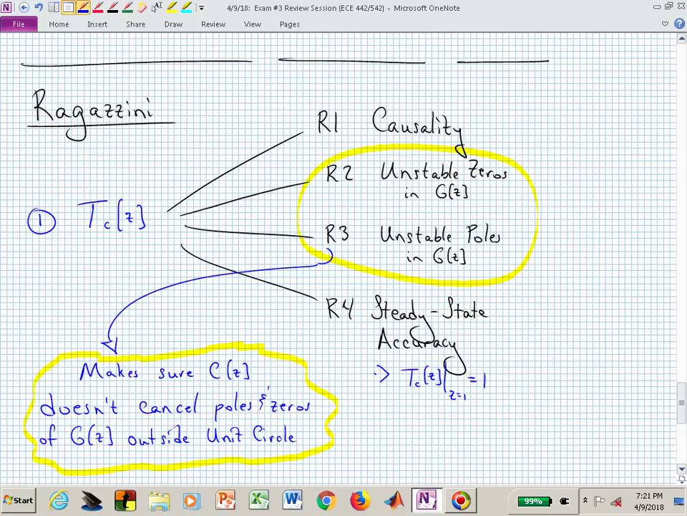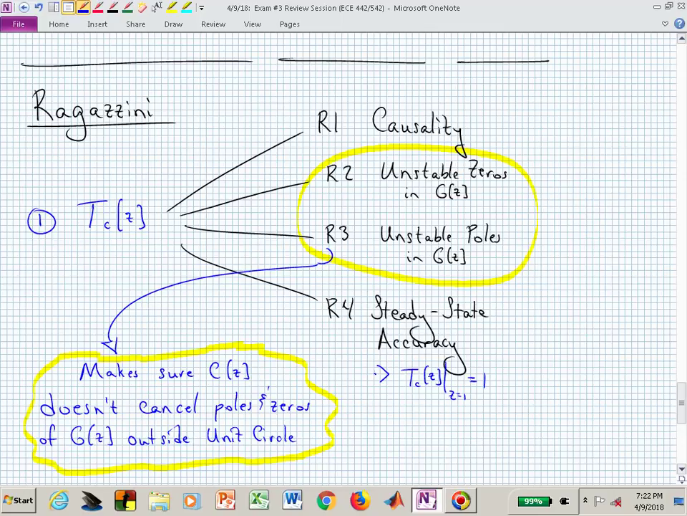We have four restrictions. Causality. Causality of what? Do you remember? What has to be causal? Your controller has to be physically realizable, doesn't it? So the controller has to be causal, which really puts a constraint on the pole zero excess of T sub c of z.